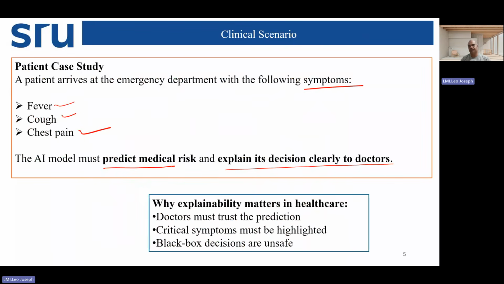A patient is coming to the emergency department with fever, cough, and chest pain. So the patient data is supposed to be submitted to the AI model. What should the AI model do before diagnosis? It should predict whether the patient has any medical risks or not, and it should explain its decision clearly to the doctors. So the doctors will compare their decision and the AI model decision for cross verification. But finally, the doctor's decision is final; the AI is just for cross checking.